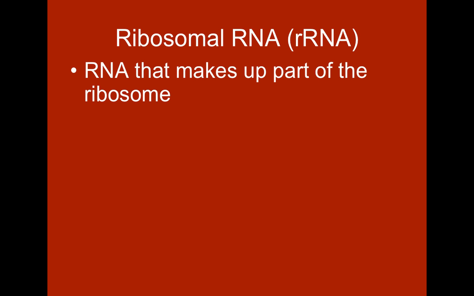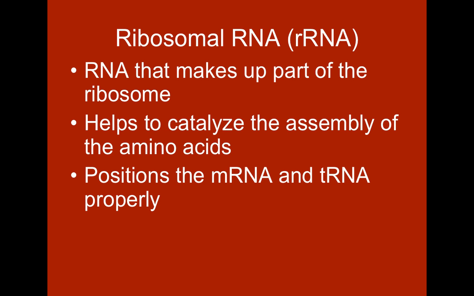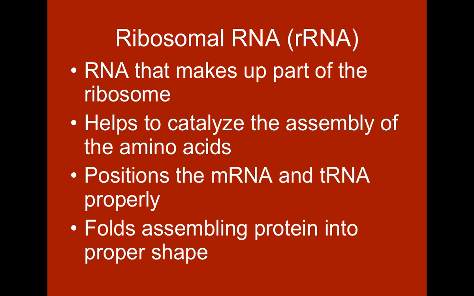And the last one is the ribosomal RNA, and this actually makes up part of the ribosome, and its job is basically to help catalyze or speed up the assembly of the amino acids into the protein. It helps to position the messenger RNA and the transfer RNA properly, and it also folds the assembling protein into a proper shape. So those are the different types of RNA. That's how the structure of it is different from DNA.